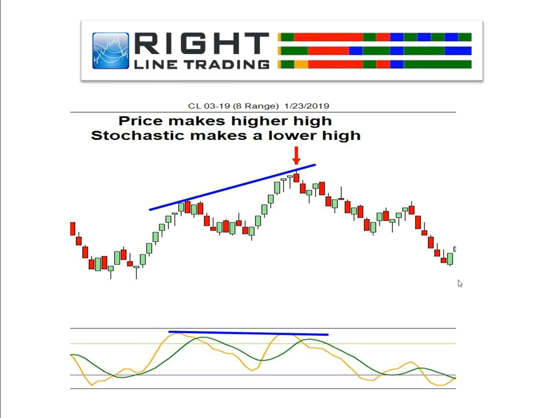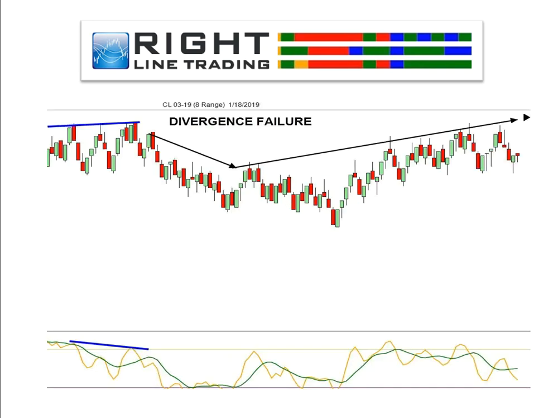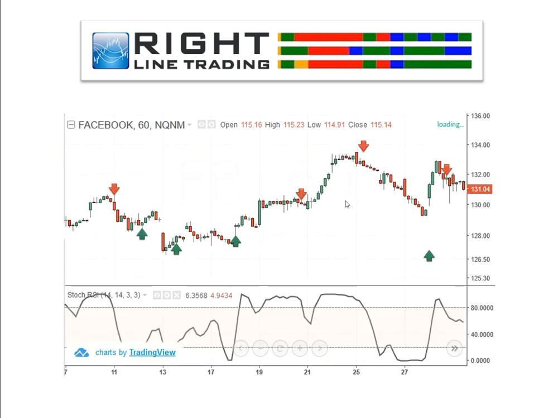Now, if only the market was this easy today, but the markets have changed dramatically. I don't want to talk about this divergence failure because you know it fails very commonly. Also, you could use an oscillator like stochastic to track a high or low.